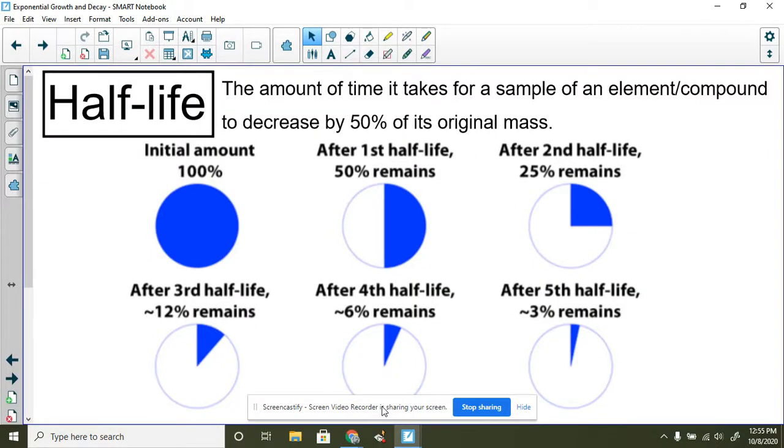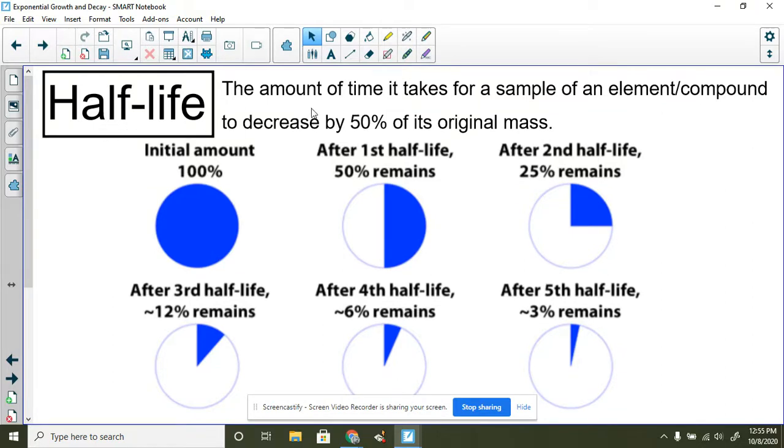Let's do a little cross-curricular action here. Let's talk about math and chemistry. When you have a chemical compound that degrades naturally, sometimes we might be talking about biodegradable compounds. Sometimes we might be talking about radioactive isotopes. It's a popular question that we have in this unit. We talk about this term called half-life.